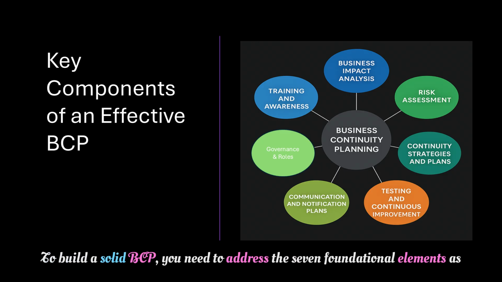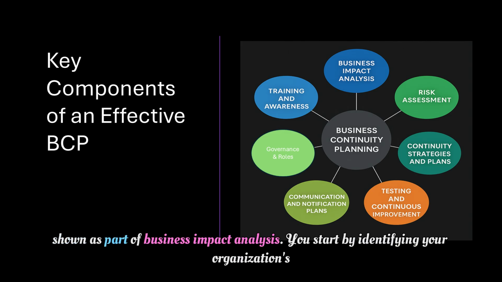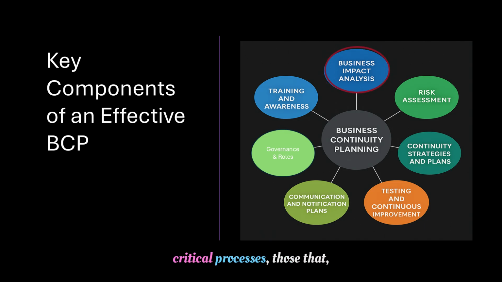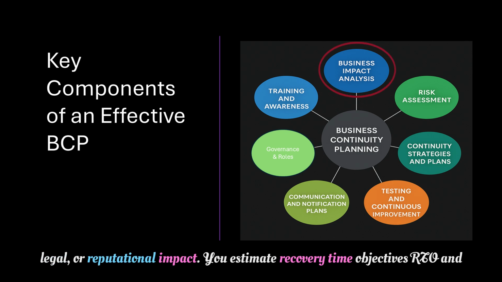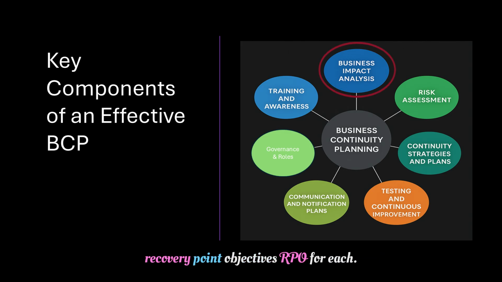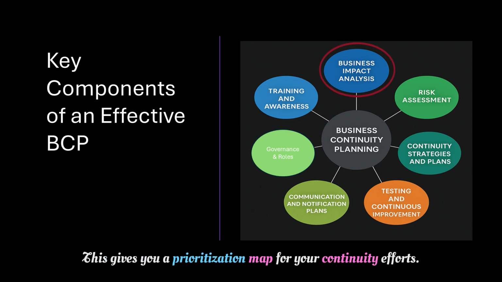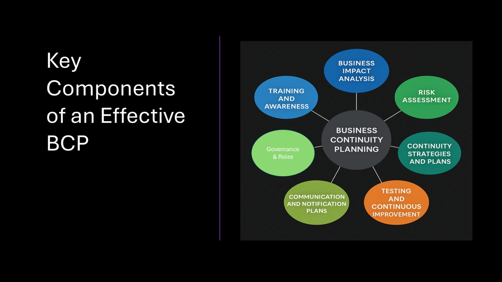To build a solid BCP, you need to address the 7 foundational elements as shown. As part of business impact analysis, you start by identifying your organization's critical processes, those that, if disrupted, would have a significant financial, legal, or reputational impact. You estimate recovery time objectives, RTO, and recovery point objectives, RPO, for each. This gives you a prioritization map for your continuity efforts.